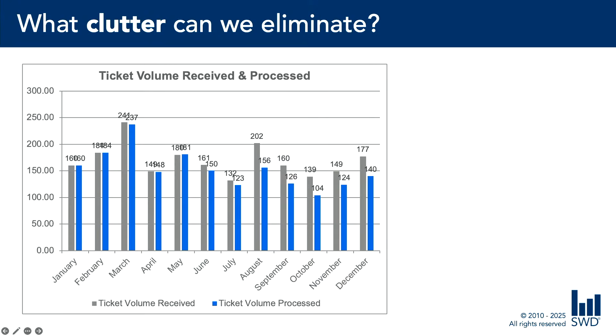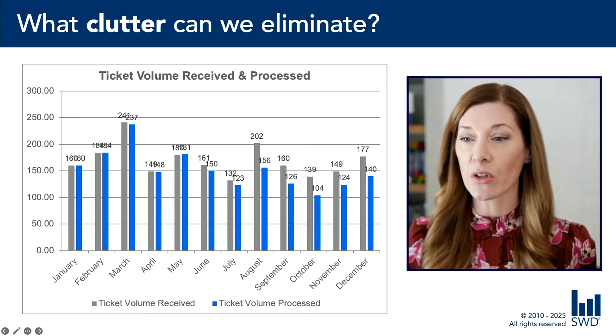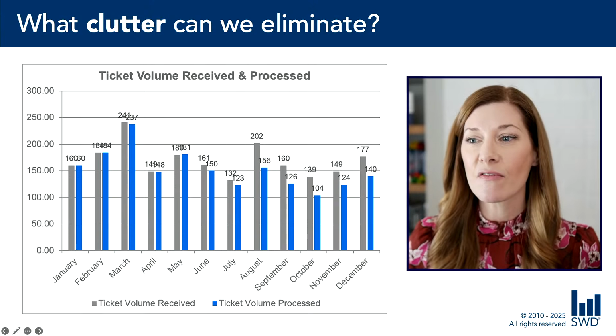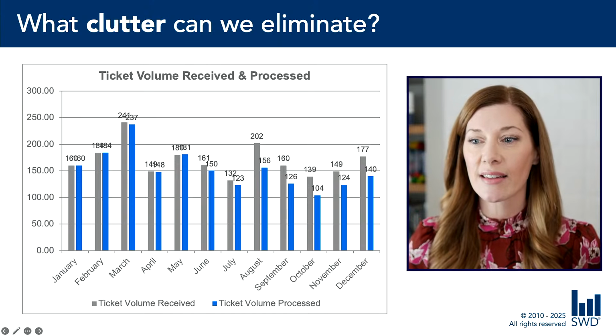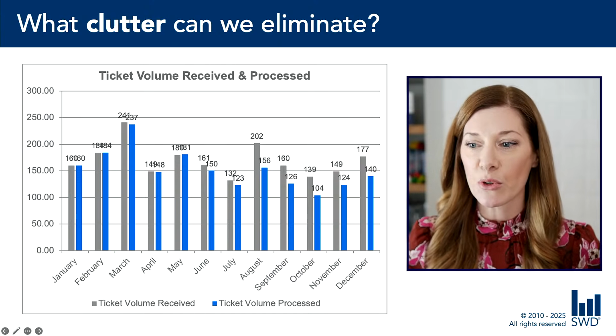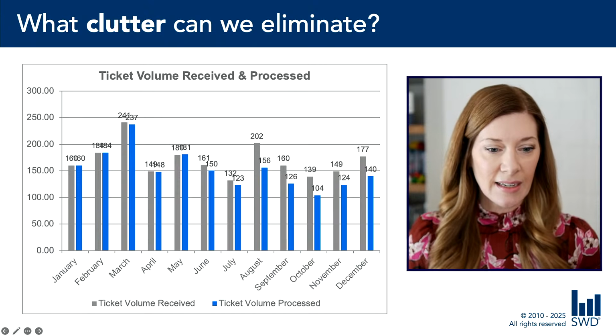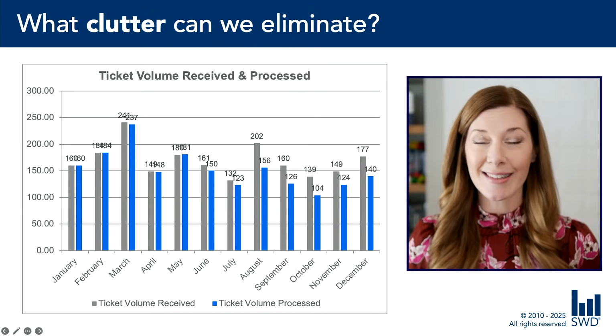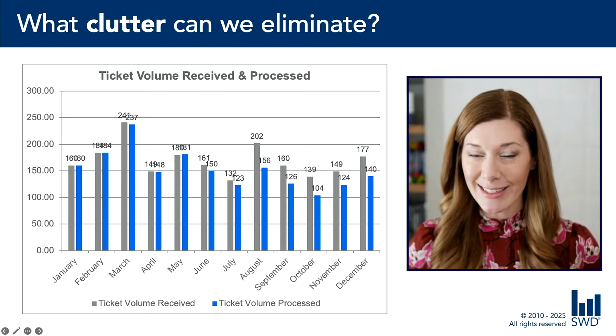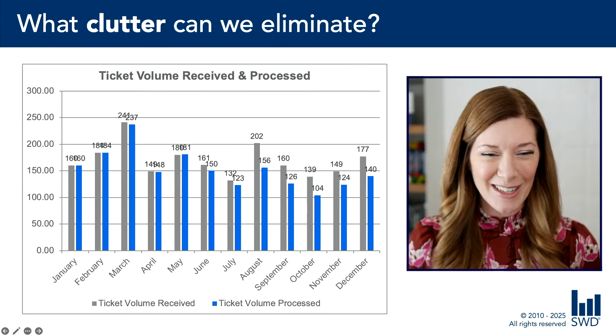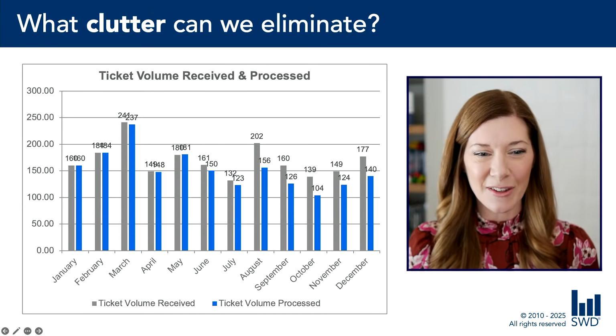I'm curious, when you are faced with this graph, what clutter would you eliminate? Now, just to take a step back at what we're looking at here, we see ticket volume received and processed, a gray bar for ticket volume received, a blue bar for ticket volume processed. All right, I see grid lines is the first suggestion. Yeah, I led with that, so that's an obvious one, but yes, we should get rid of the grid lines here.